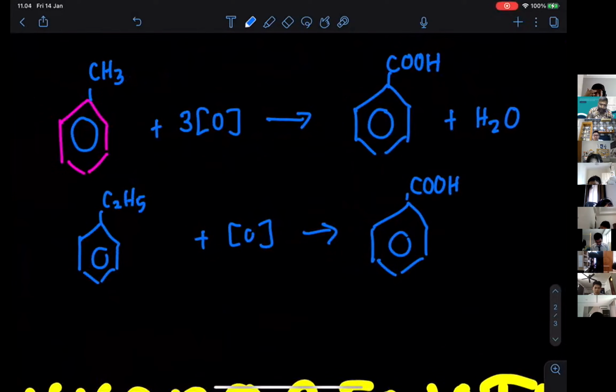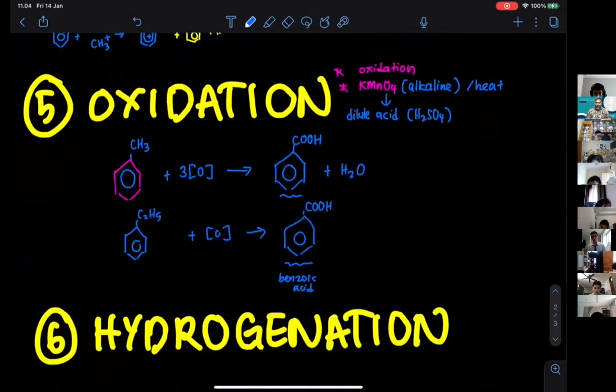So you are going to get benzoic acid. It doesn't matter how many carbons are attached to the benzene over there. You are going to get benzoic acid. Okay, this one is under oxidation.